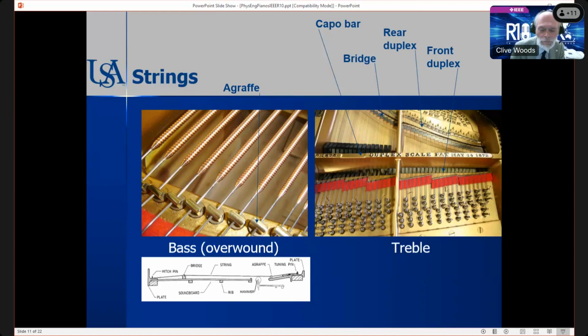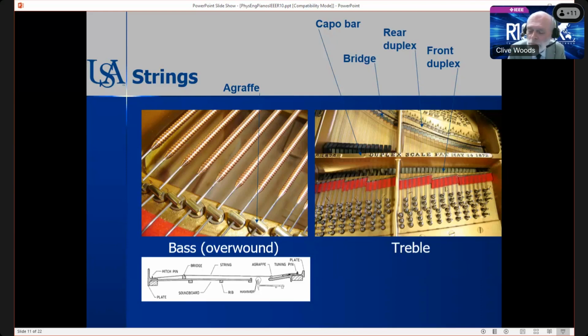And in the bass strings, you can just see on the left picture that the front duplex, the bit between the agraffe and coming towards you, is going over a piece of felt, and that's just to try to prevent the front part of the string vibrating. You just want the speaking length of the string to vibrate. In the treble, they don't do that.